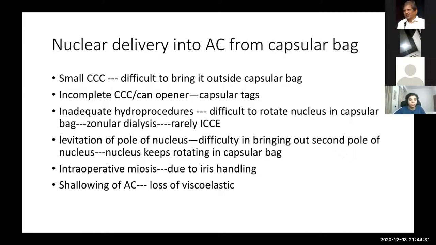And most importantly, during the learning process, this happened to me also. Most of the time, whatever viscoelastic you inject inside the anterior chamber, sometimes it can be lost when you try to maneuver. Each time you put an instrument, a little bit of viscoelastic can come out, especially the second instrument. And usually it results in loss of the anterior chamber, and the anterior chamber becomes very shallow also. These are the few things which postgraduates usually find difficult while bringing the nucleus into the anterior chamber from the capsular bag.